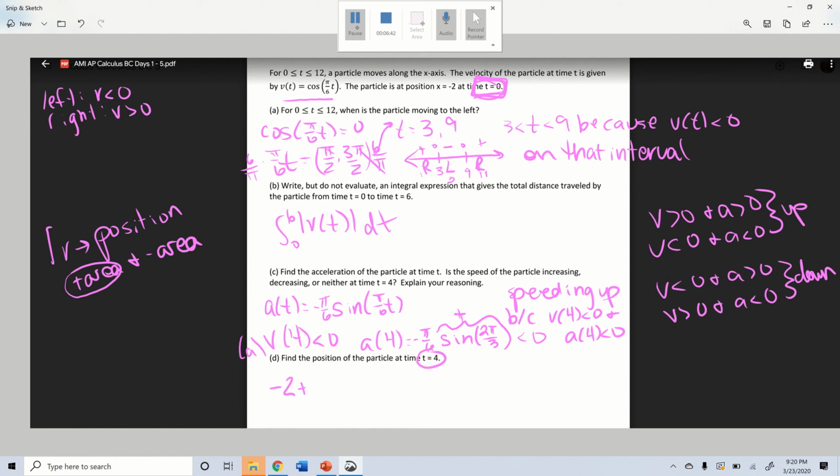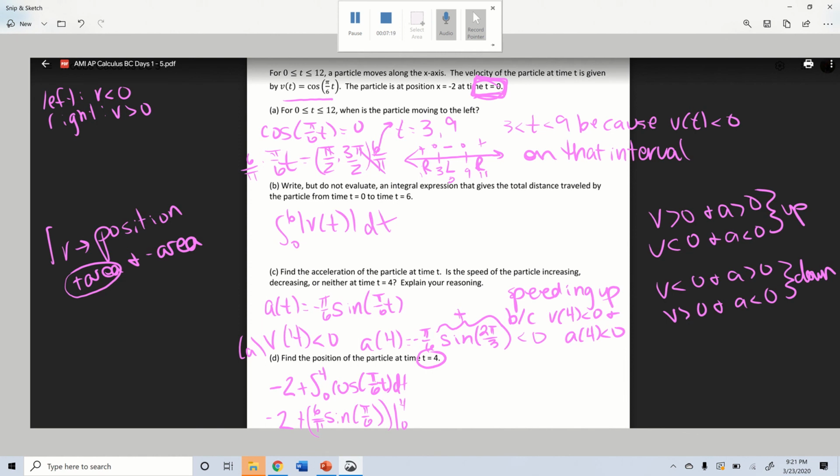Since we know the smaller one, t equals 0, and we need to find the bigger one, t equals 4, that means we need to add the integral from 0 to 4 of cosine of pi over 6 t dt. It does want us to actually find it, so we need to evaluate that integral. So we're going to have negative 2. The good news is we already did the derivative here. So the derivative, we had a negative pi over 6 out front. So our integral, we're going to have to put the opposite, which is 6 over pi sine of pi over 6 t. And that is going to be evaluated from 0 to 4.